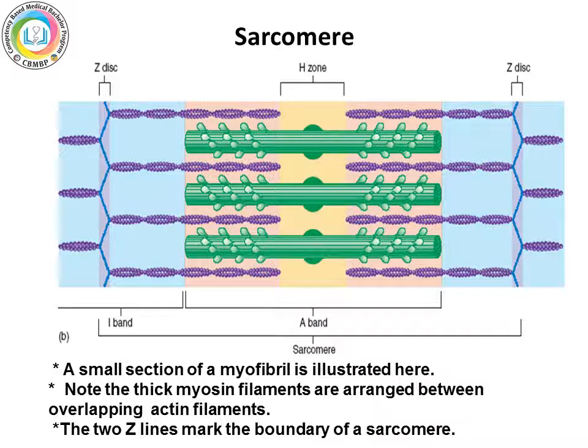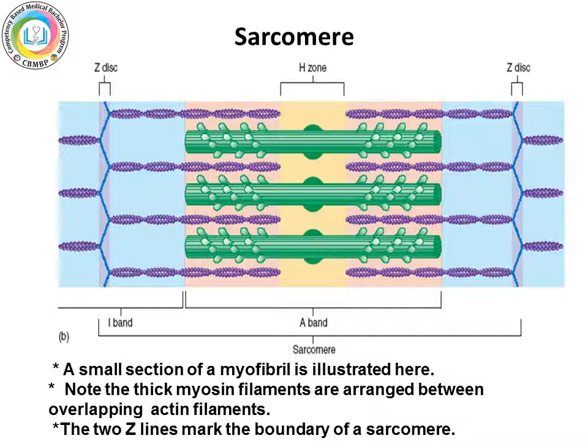Here is a small section of a myofibril which shows the composition of the sarcomere. Note that thick myosin filaments are arranged between overlapping actin filaments in the center of the sarcomere, and occupy all the A band.